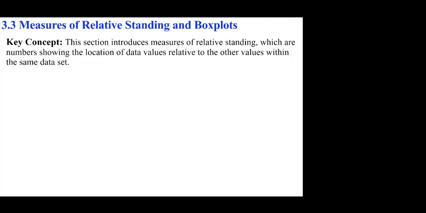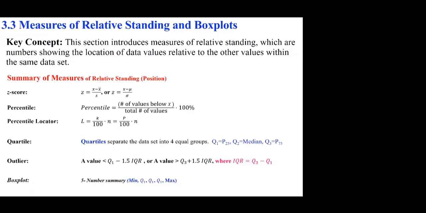Measures of relative standing and box plots. The key concept in this section is measures of relative standing, which are numbers showing the location of data relative to others within the same data. So here's the synopsis of what's coming up, the z-score. When you ask your instructor, are you going to curve the grade, you're referring to the z-score, which is defined as x minus x bar over s, or x minus mu over sigma.